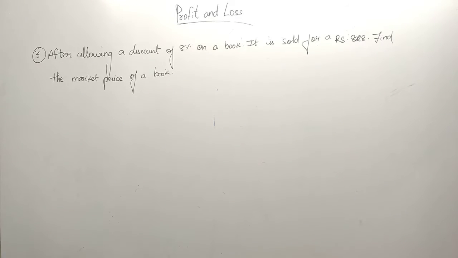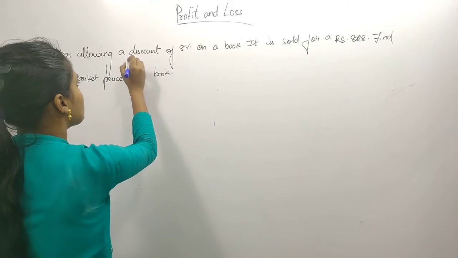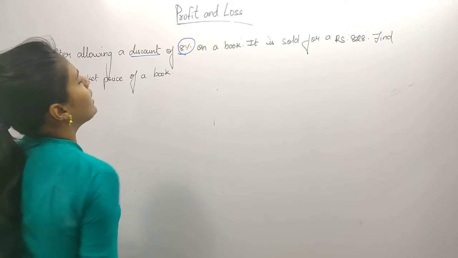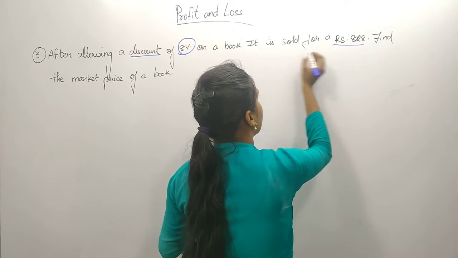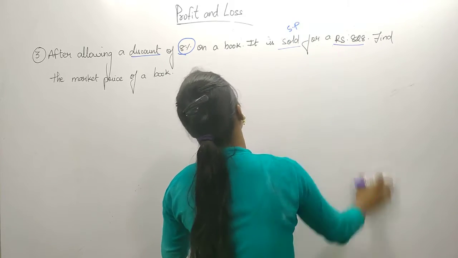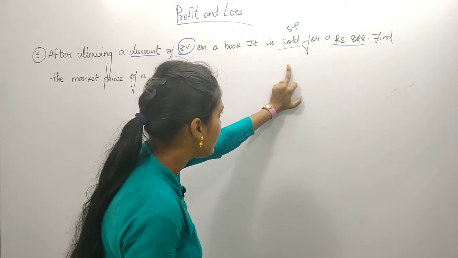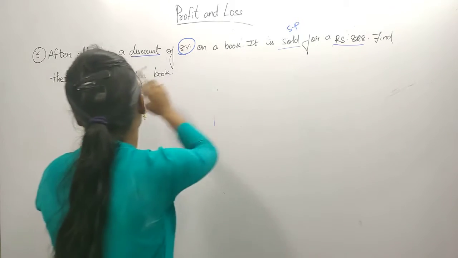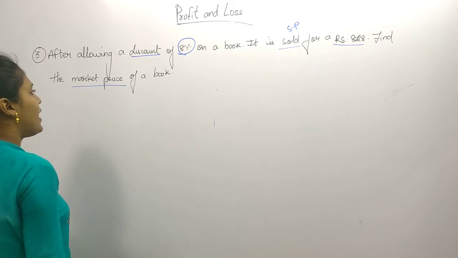Okay, what is the next question given here? After allowing a discount of 8% on a book, it is sold for rupees 828. Sold means selling price. Selling price is 828. Discount is given here as 8% and selling price is also given here as 828 rupees. And finally, what was he told to find out? Find the market price of a book. We have to find the market price.